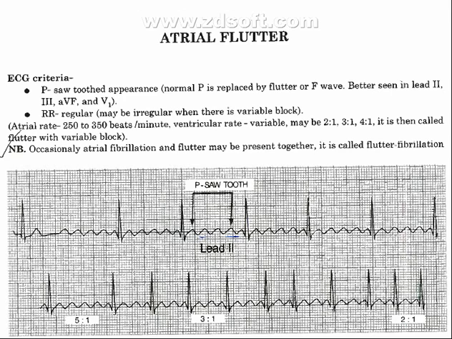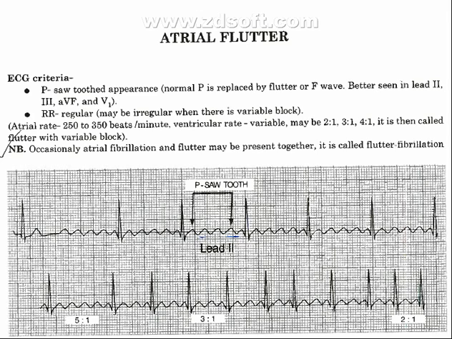Now we will discuss atrial flutter. The ECG criteria of atrial flutter: the P wave has a sawtooth appearance. The normal P wave is replaced by flutter or F waves, better seen in leads II, III, aVF and V1.